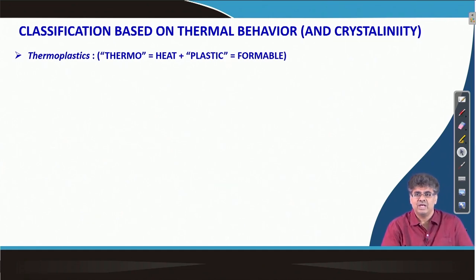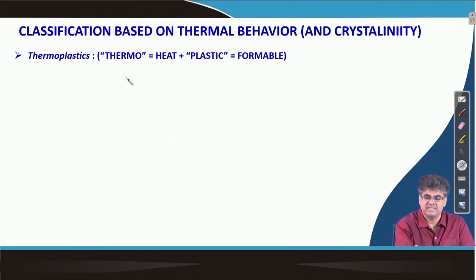Now, we go forward and discuss the classification of polymers based on thermal behavior and crystallinity. First we'll talk about thermoplastics. As the name suggests, thermo means heat and plastic means formable, meaning we can form or make something. And how can we make it? We can make it after heating. On heating, the material becomes softened, and once it is softened we can give it a shape or design that we want. That is why the term is formable.